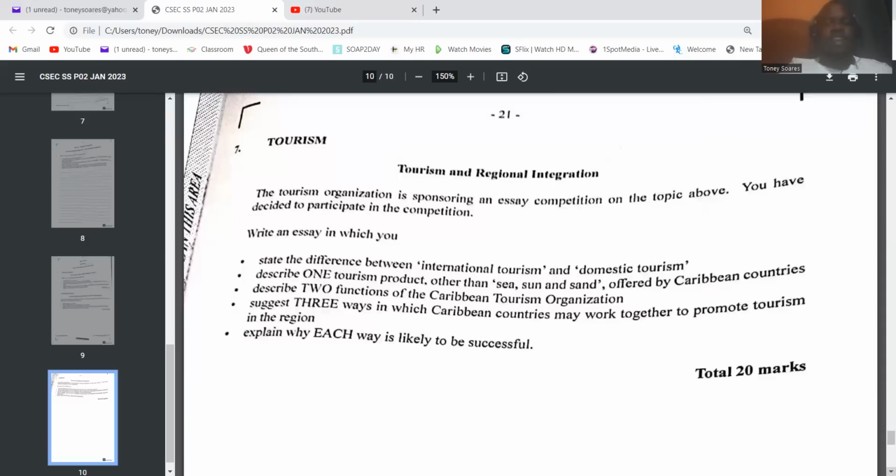But give a special rate to regional tourists and to encourage them to travel. That is why it would be successful, because more persons will be inclined to travel, because they are going to that destination for a trip at a cheaper rate than international travelers. So more persons will be inclined to explore the region.